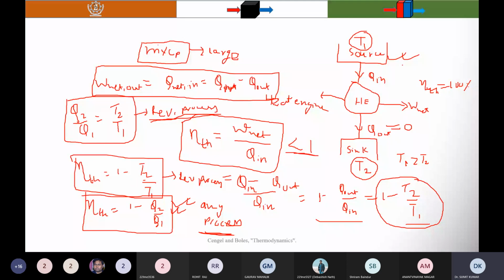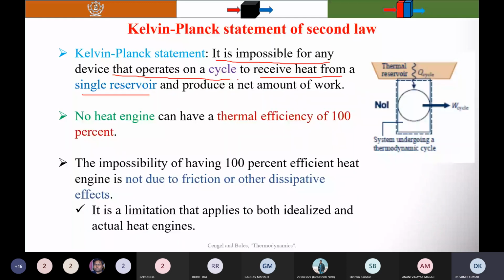So the Kelvin-Planck statement says that it is impossible for any device that operates on a cycle to receive heat from a single reservoir, meaning there is no sink, and produce a net amount of work, meaning it completely converts this heat into work. So no heat engine can have a thermal efficiency of 100%, and it is not due to any friction or dissipative effect. It is due to a limitation coming from the second law. It is a limitation that applies to both reversible and actual heat engines. So this is the Kelvin-Planck statement.